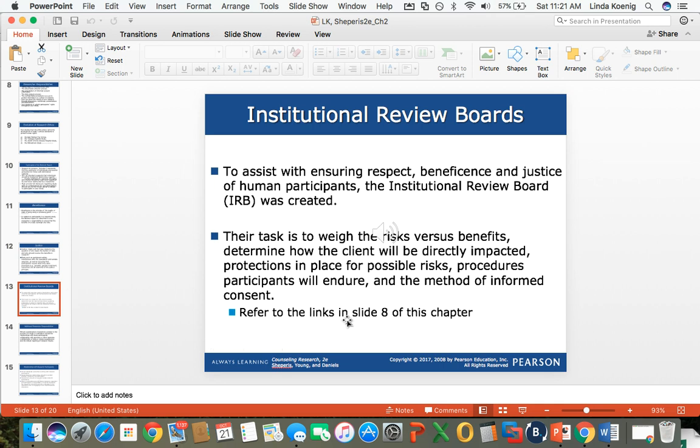And I put in here, refer back to slide 8 in this chapter if you want to investigate those applications and see what all you're required to explain.